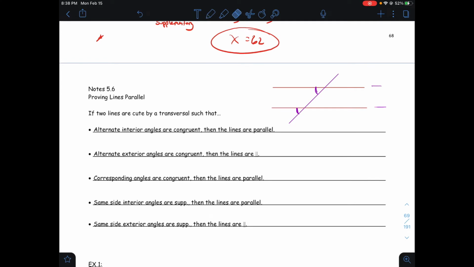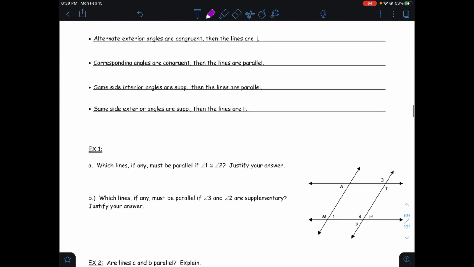Corresponding, so then we have same side interior. So basically it's kind of the opposite. Before, we were told, okay, these are parallel, now figure out these angles. Now they're saying, okay, are these lines parallel? And they give you information about the angles. All right. So basically if you end up with these special angle pairs being congruent or supplementary or what have you, you can prove that the lines are parallel.